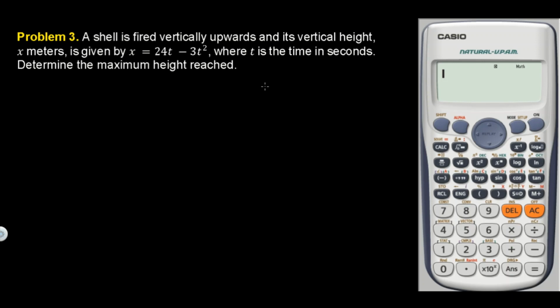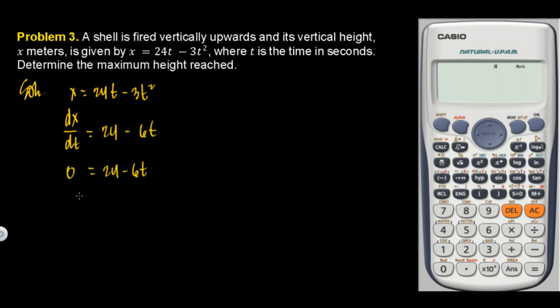A shell is fired vertically upwards and its vertical height is x meters, given by the equation x equals 24t minus 3t squared, where t is the time in seconds. Determine the maximum height reached. Okay, solution. So we have here x equals 24t minus 3t squared. Differentiate. Okay, 24 minus 6t. Set to 0. Solve for t equal to 4.